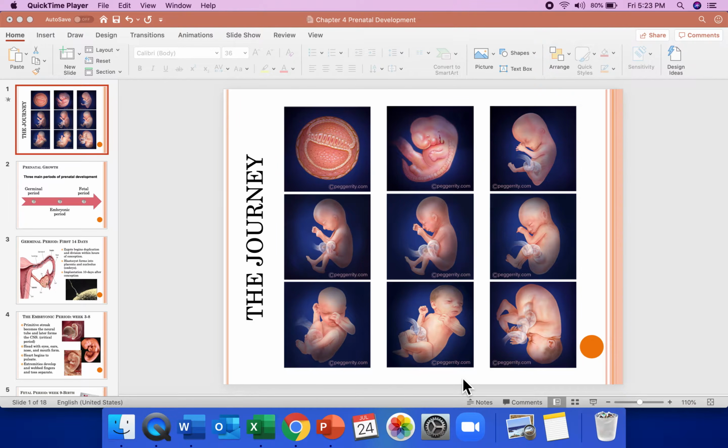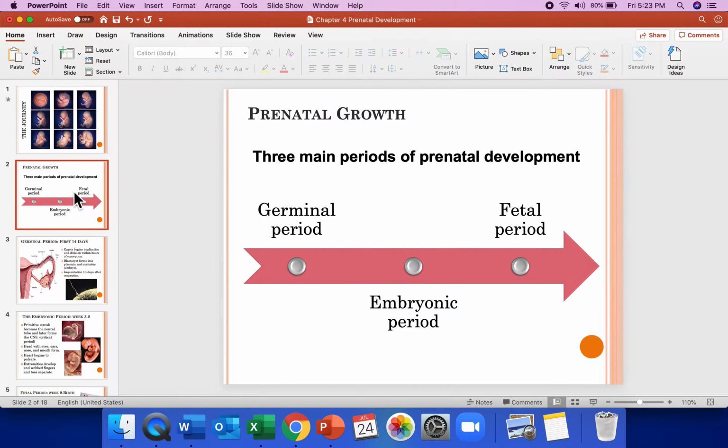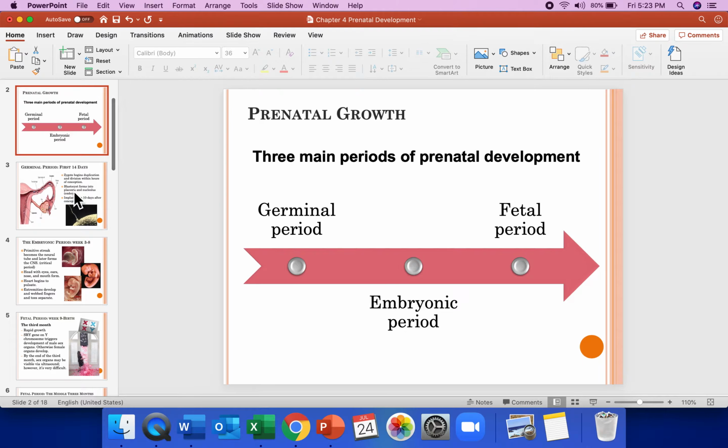All right, chapter 4. We are looking at perhaps one of the most incredible transformations that takes place during the lifespan of a human being. It is the journey of 9 months that takes place before birth. It's called prenatal development, and it's divided into germinal period, embryonic period, and fetal period.